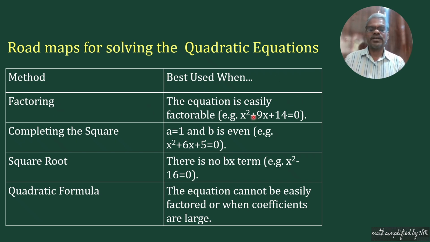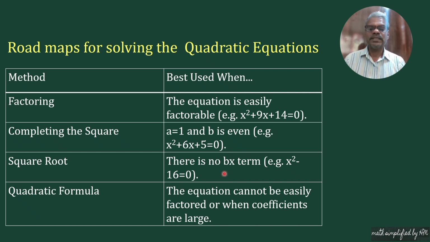Factoring: the equation is easily factorable. Example: x square plus 9x plus 14 is equal to 0. Completing the square: a is equal to 1 and b is even. Example: x square plus 6x plus 5 is equal to 0.